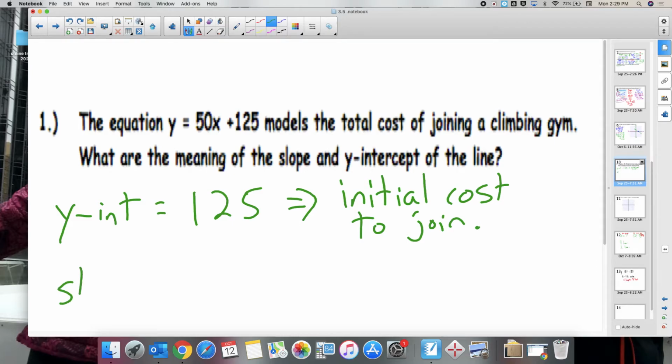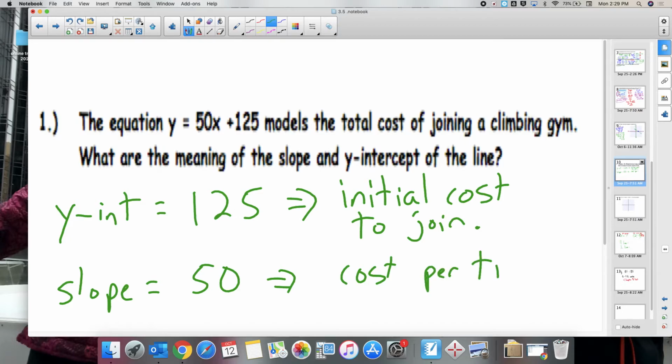Your slope, in this case, was 50. Your slope, that's that ratio, right? That is your cost per time frame. Meaning, is it per month, per week, per visit?